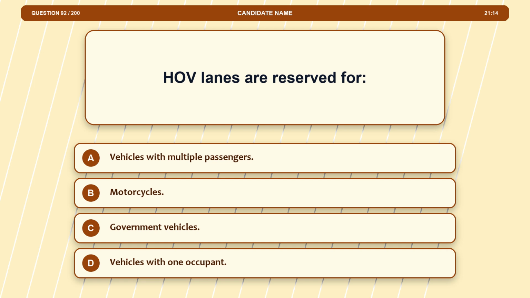Question 92. HOV lanes are reserved for Option A, vehicles with multiple passengers. Option B, motorcycles. Option C, government vehicles. Option D, vehicles with one occupant.